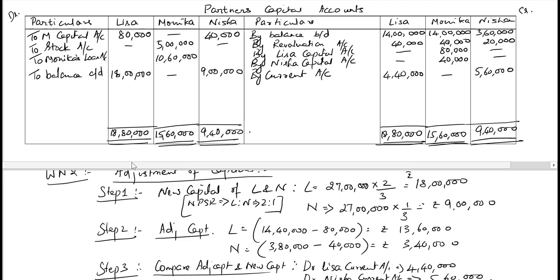So these are the partners' capital accounts. We had to make the adjustment through partners' current accounts. We had to debit both their current accounts, Lisa's and Nisha's, and credit their capital accounts. The amount due to Monica was transferred to Monica's loan account. Let's go ahead with preparation of the balance sheet.